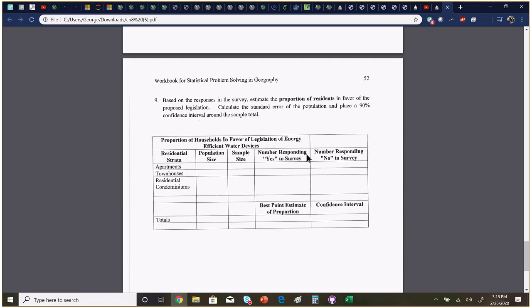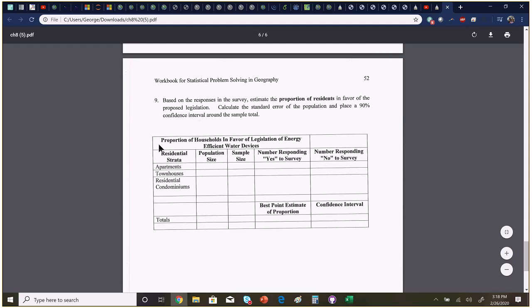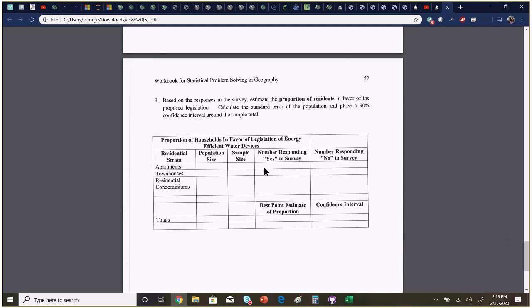Remember that P is the proportion, and so you want to find out the proportion of residents in favor of the proposed legislation. That's the number that responded yes, divided by the total number of yes and no's. You'd get pretty much the same answer if you just did no, since it's just 2 options, yes or no, but if there were more than 2 answers, then you wouldn't. So if this is 2 and that's 5, then the proportion is 2 divided by 7. Then you're going to get a different proportion for townhouses and for residential.